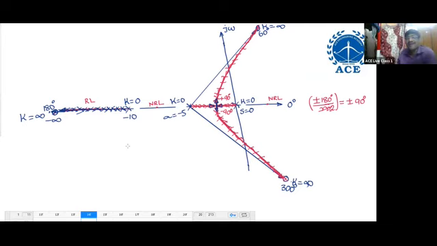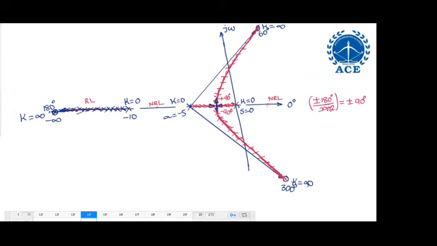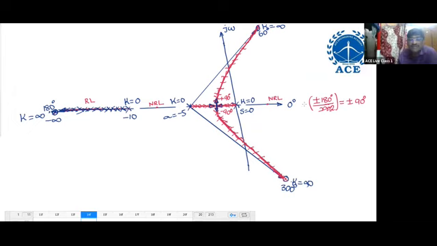Count right side odd. I told very clearly: count right side odd. Odd is there, root locus. Otherwise, no root locus.